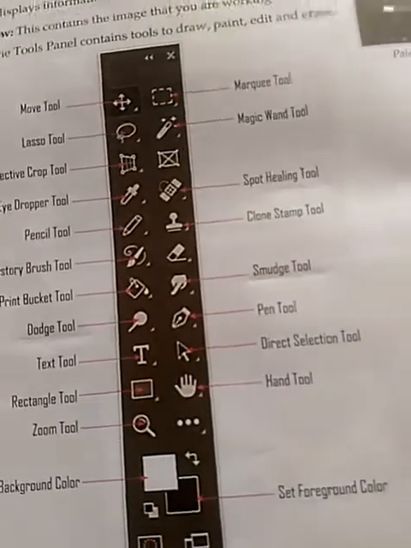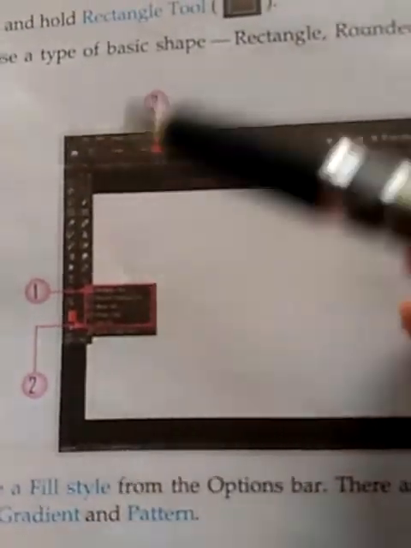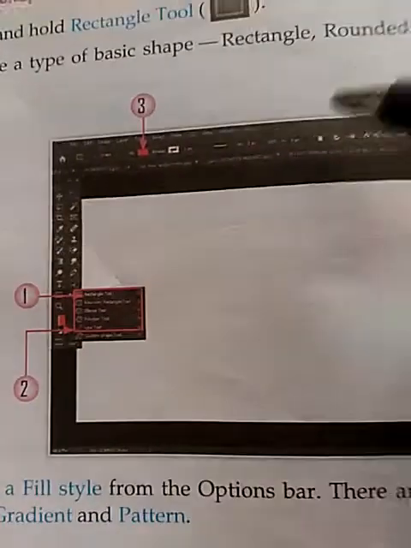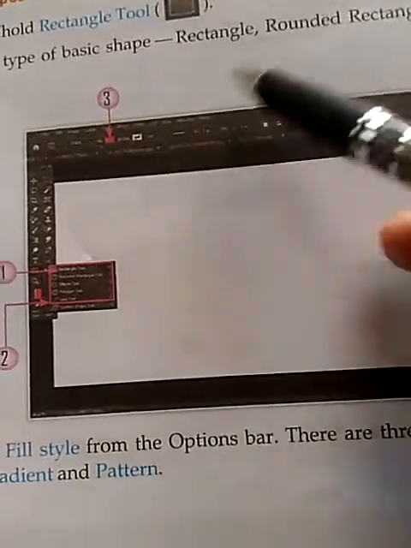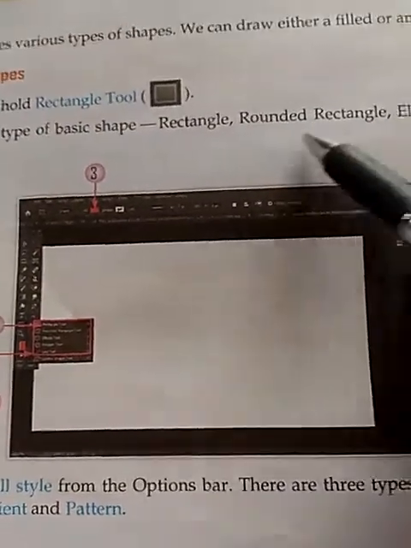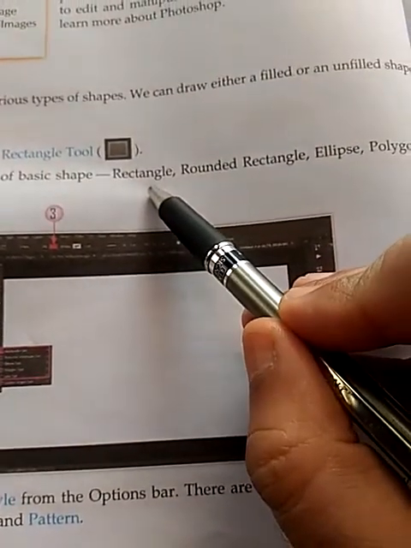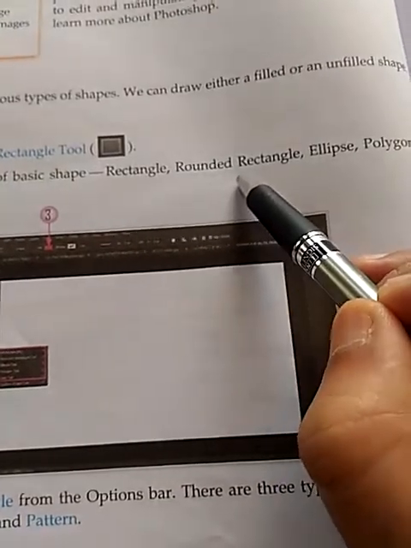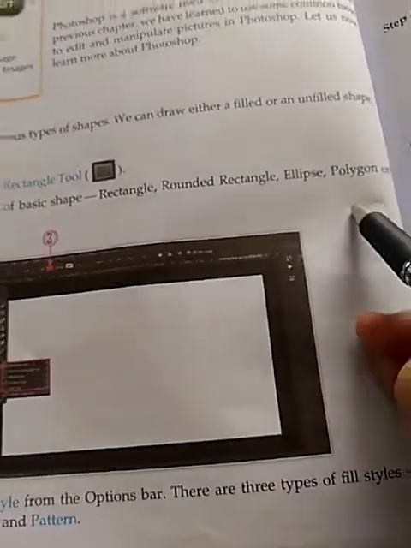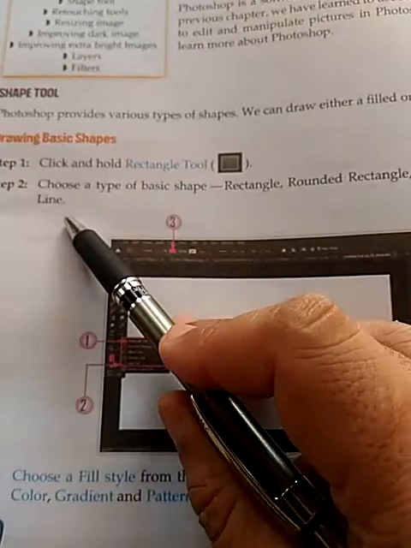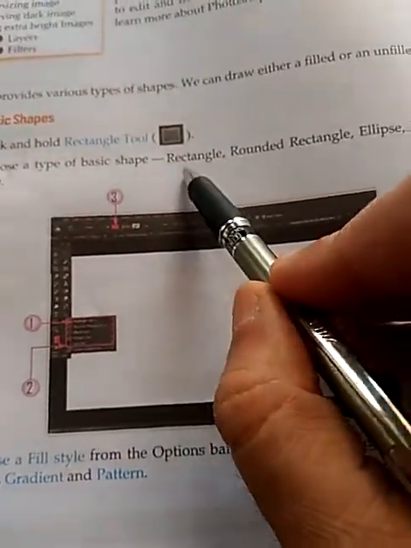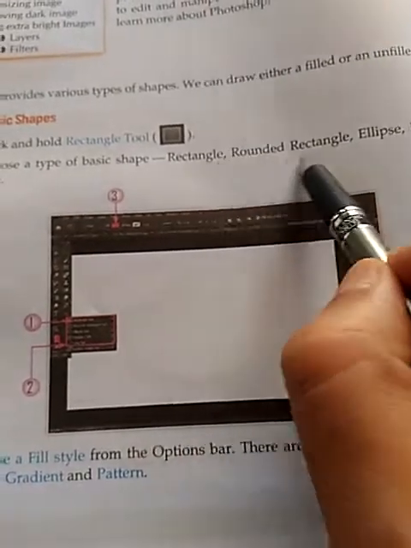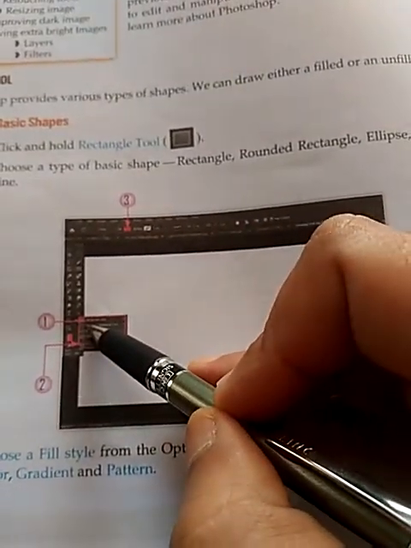After clicking this, you will get this type of menu, which will show the different types of tools. That is, you can create a rectangle, rounded rectangle, ellipse, polygon, or a line. Select any of the shapes which are defined here.